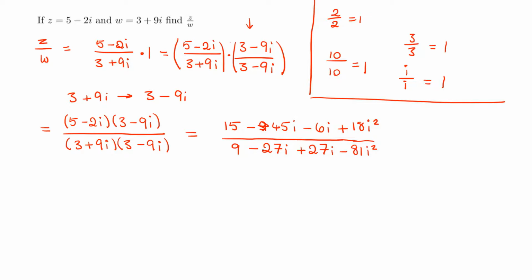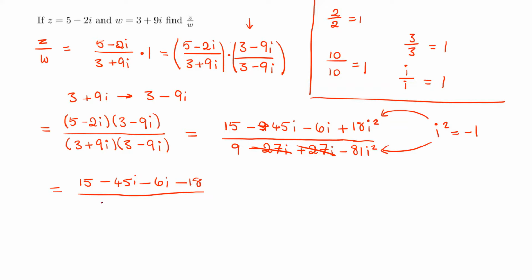Okay, so now we have a horrible fraction, so why don't we try and simplify it down a bit? We can first do that by noticing in the denominator, the minus 27i and the plus 27i cancel each other out. And guys, if you remember a really important rule in complex numbers, that is i squared is equal to minus 1. So wherever we see an i squared now, we can substitute in minus 1. And if we do that, we're going to get 15 minus 45i minus 6i, and then it'll be plus 18 multiplied by minus 1. That's going to give me minus 18. And all that is going to be over just 9. Minus 81 times minus 1 will be plus 81.